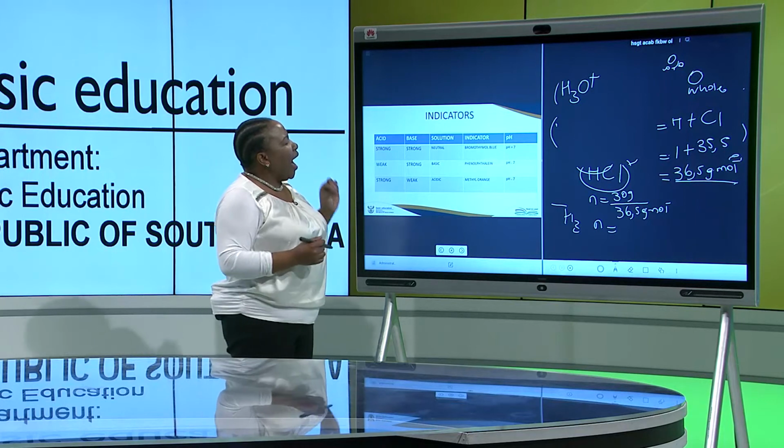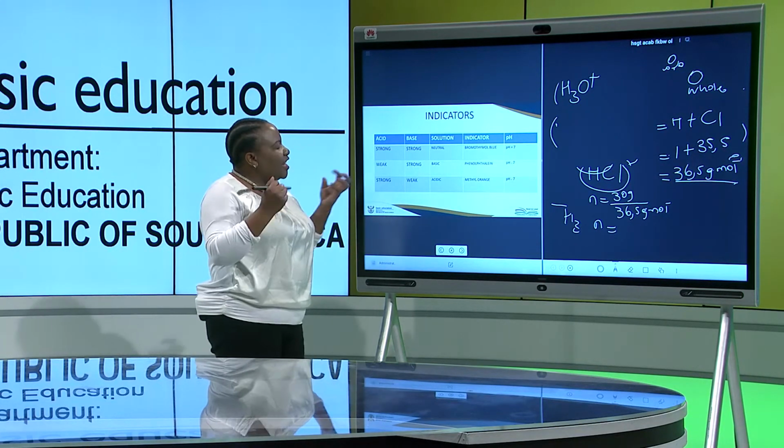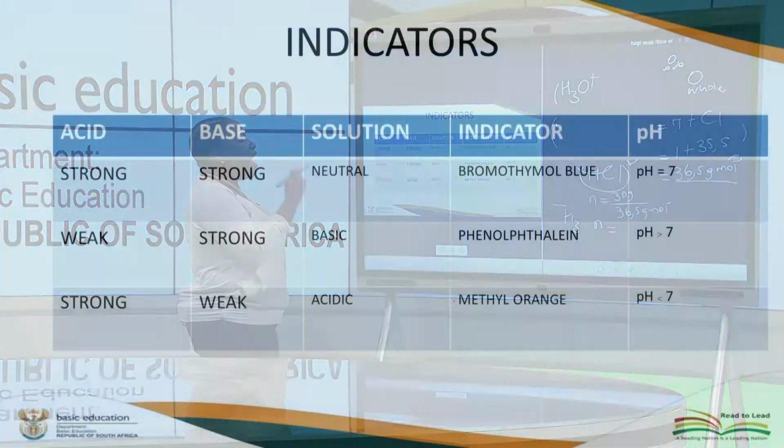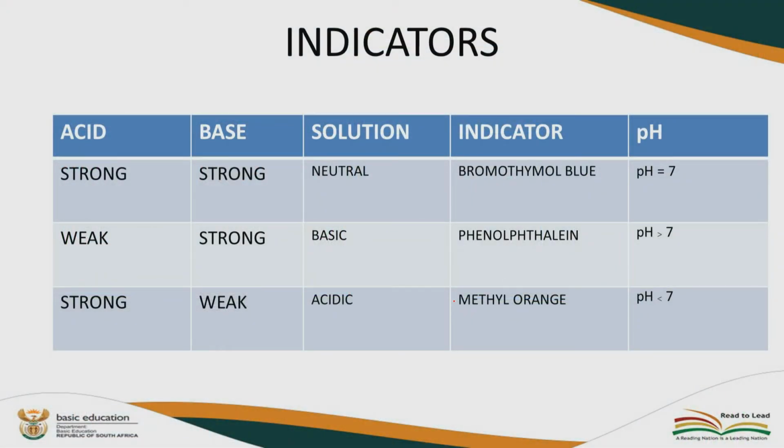Now, when you identify that the reaction is about a strong acid and a strong base, definitely we are expecting the solution to be neutral. So the indicator that we need to use in that specific reaction is known as bromothymol blue. And the pH is not actually equal to 7, it's approximately or closer to 7, because a pH of 7 indicates that a substance is neutral.